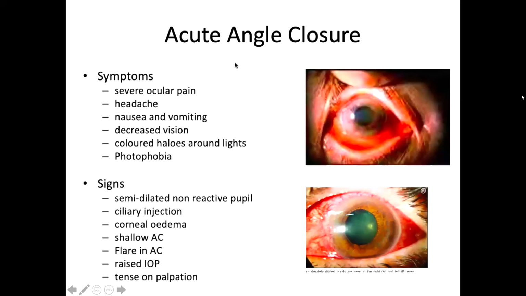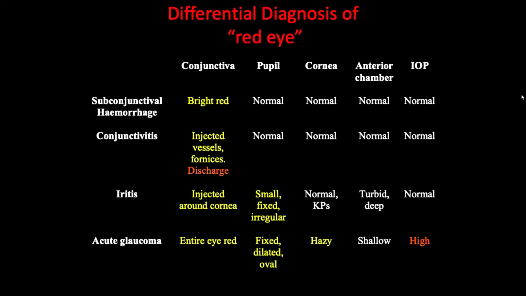So what are the symptoms in acute angle closure? Severe ocular pain, headache, nausea, vomiting, decreased vision, colored halos around lights, and photophobia. Signs: semi-dilated or non-reactive pupil, ciliary injection. So the injection is here, ciliary injection, corneal edema, shallow AC, flare in AC, and raised IOP. Okay, right. So that's angle closure glaucoma.